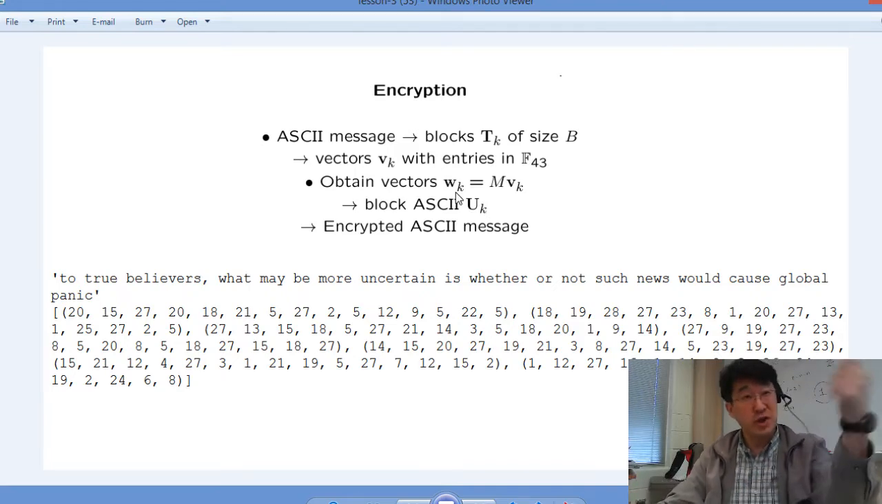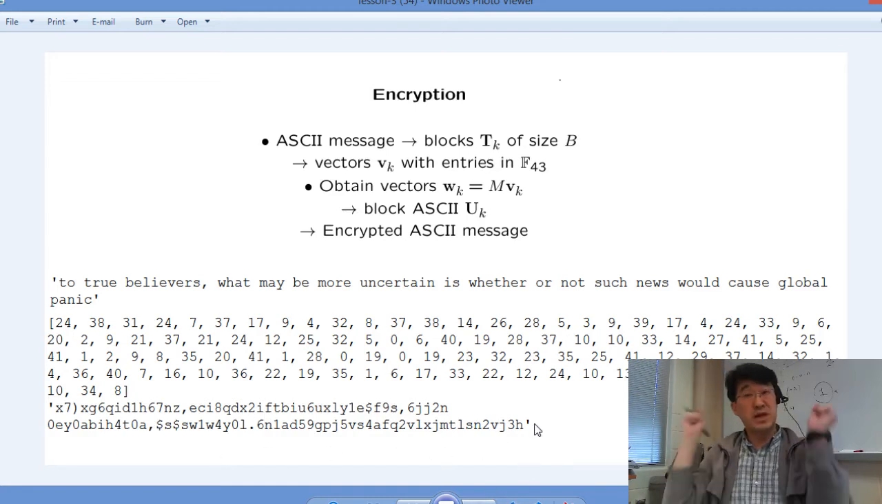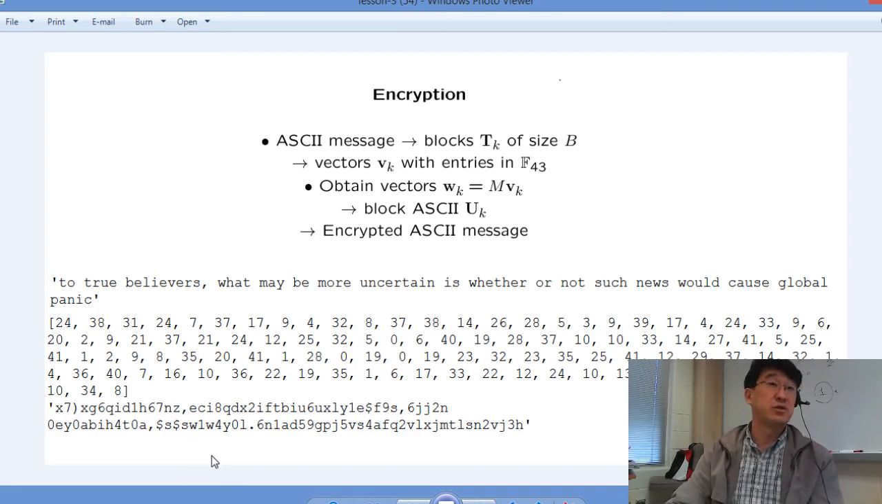Now you change that to the letters using the dictionary again. So that's the word. And that was a 20 before. After you multiply by that 15 by 15 matrix, it changed to 24. 24 corresponds to X and so on. So I changed that into letters, and that's the one. Now you send that to the internet, and if you intercept it, it's not easy to break that.